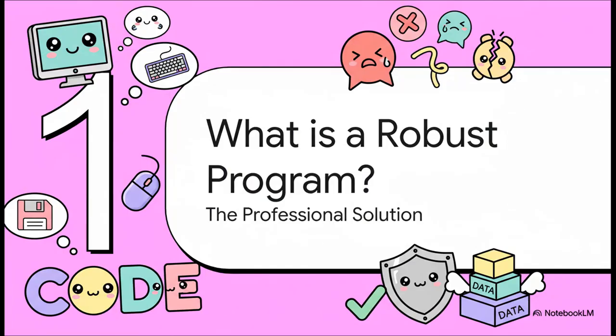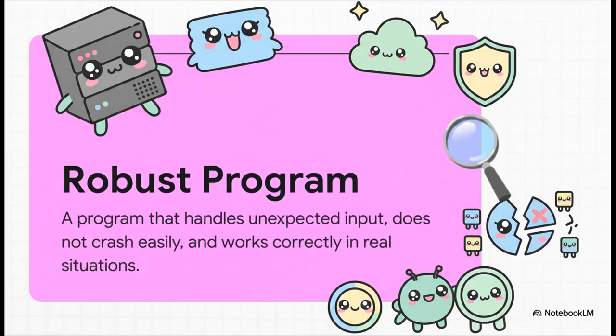So how on earth do we close this gap between our nice, clean code and the messy reality of how people actually use it? Well, the answer is exactly what we're here to talk about. The robust program. This is the professional solution for building software that can handle pretty much anything the real world can throw at it.